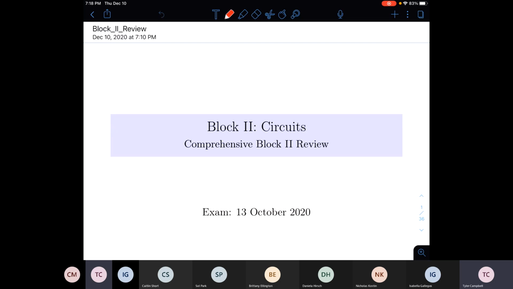So I'm going to talk about block 2, which is the circuits block. Probably the block that's easiest math-wise, but can be a little bit difficult conceptually. So really, we just have a few main concepts to hit, and then I'll let Nick take over as far as magnetics are concerned.